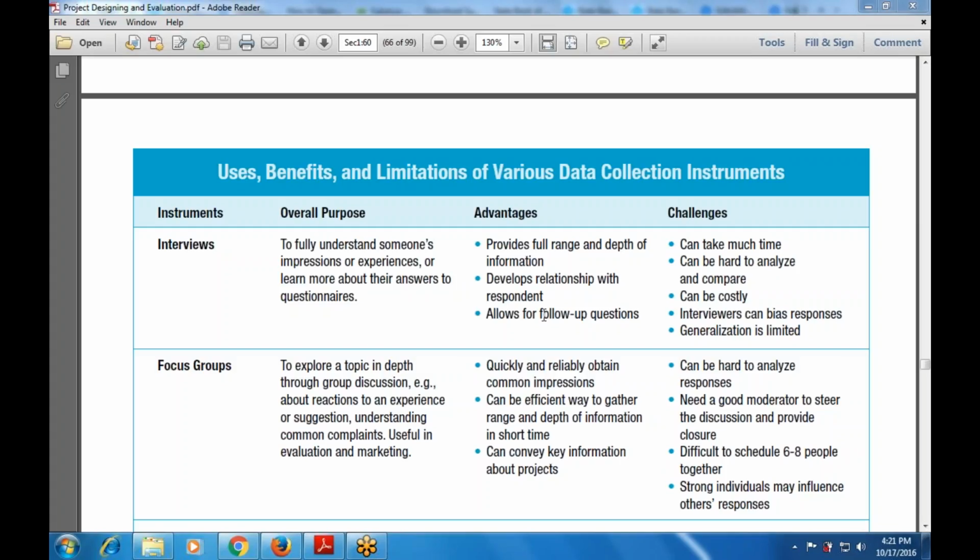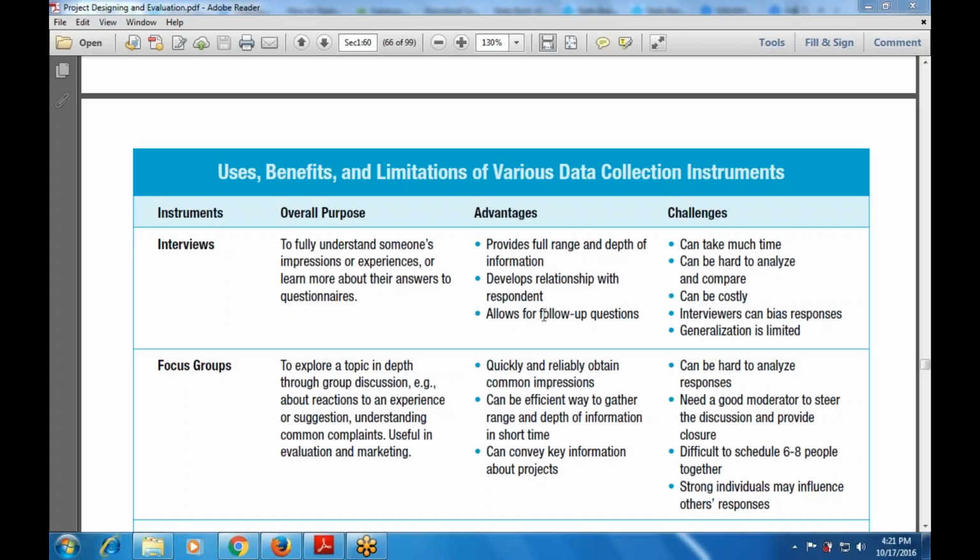So first one is the interviews, which is used as an instrument. What is the main purpose? To fully understand each and every concept. Then we have talked about the advantages. It is very advantageous as compared to other methods. It is the most commonly used method, that is the interviews. Then what are the various challenges? What are the various limitations over here?